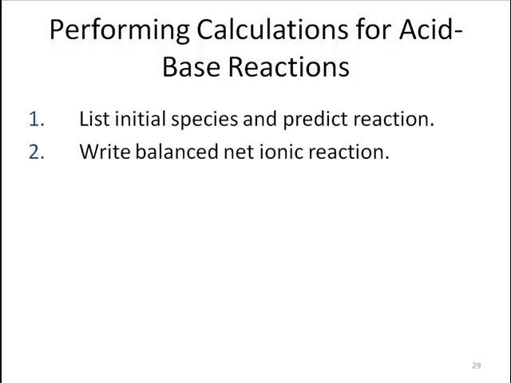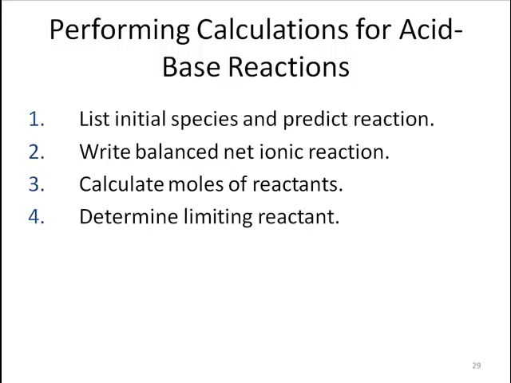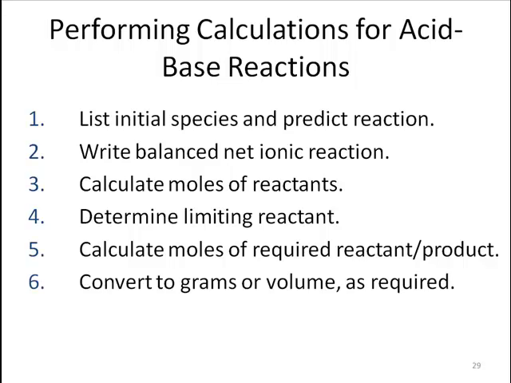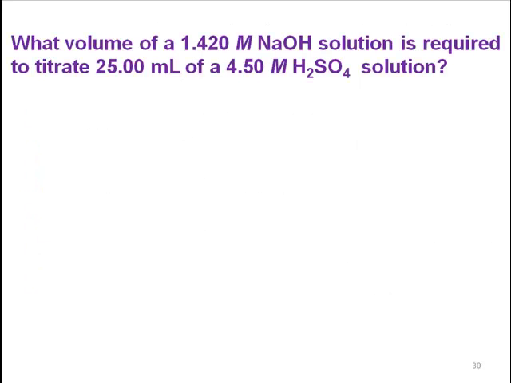Now, performing calculations for acid-base, you want to list the initial species and predict the reaction. Write the balanced net ionic equation, calculate the moles of the reactant, and determine the limiting reactant for an acid-base reaction. You want to calculate the moles of required reactant or product, depending on where you're trying to get to, and convert grams or volume as required for this particular acid-base reaction.